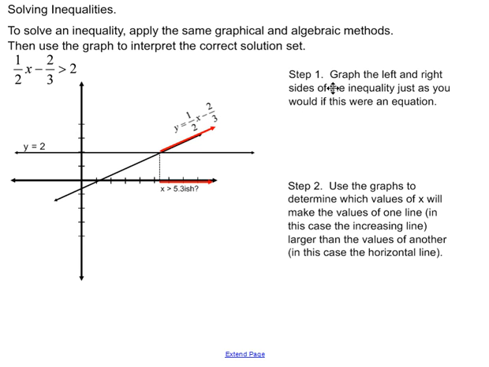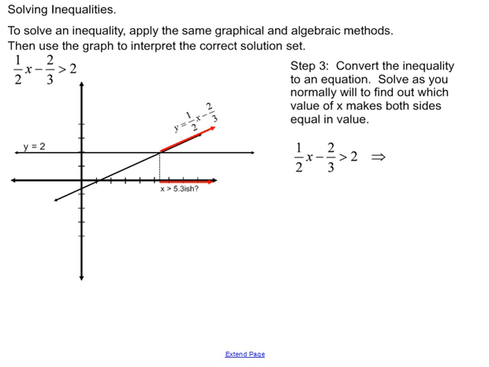So, step 1 in solving inequalities is to graph the left and right just as we did when we were solving equations. Step 2, use the graphs to figure out what the solution set should be. Now that we have the graph set up, we need to do the algebra to make sure that we get a precise value for our solution. The method that I'm recommending is ignore the inequality. Pretend it's not even there.